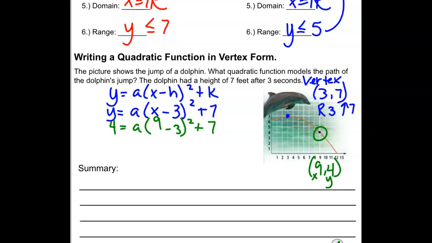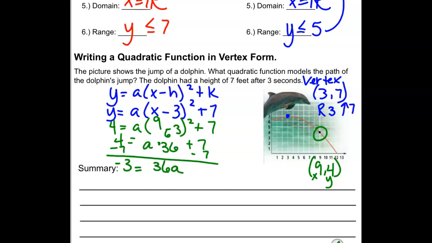All right, simplifying. 9 minus 3 is 6. 6 squared is 36. I'm going to subtract the 7 to the other side. So we have -3 equals basically 36 times A, 36A. And then I'm going to divide out the 36. So my A value is -1/12. Now let's think about if that makes sense.